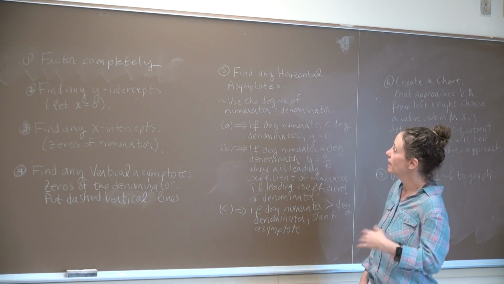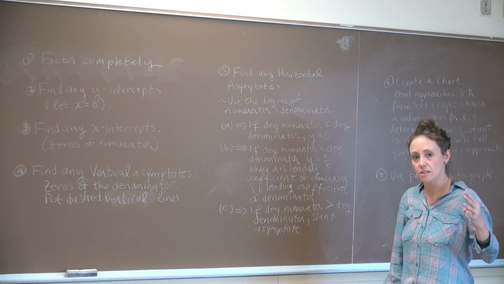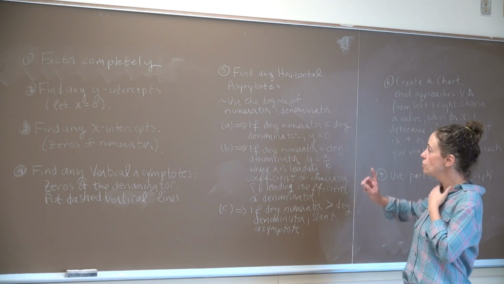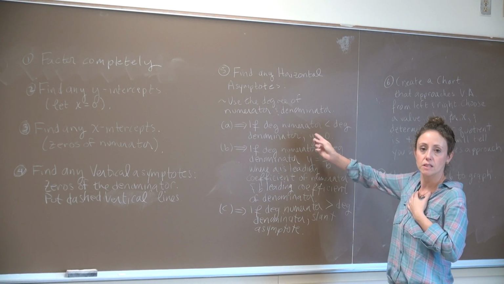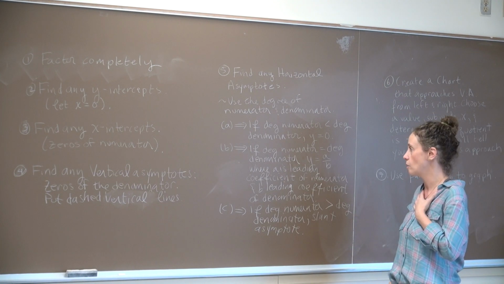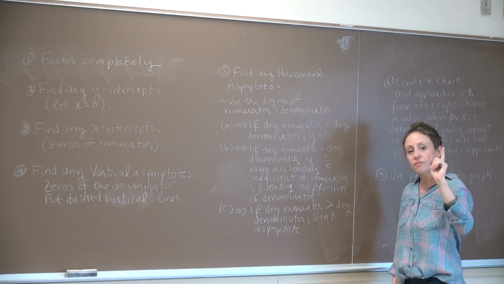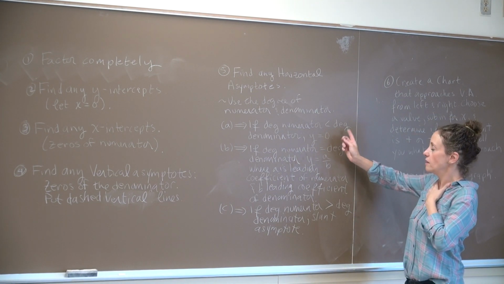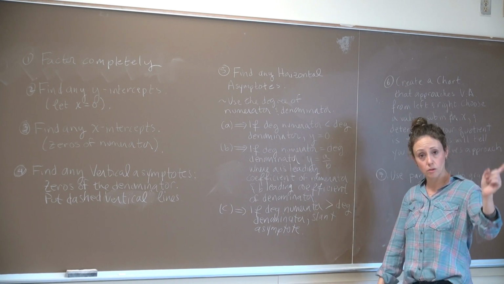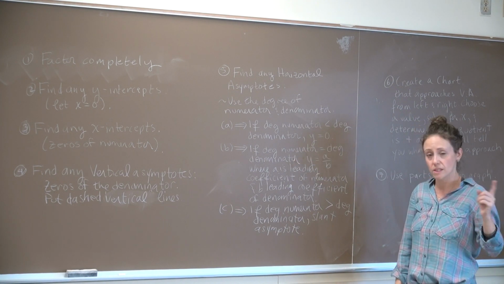And here's the way we're going to handle the horizontal asymptotes. There are 3 different cases we have to think about. We're going to use the degree of the numerator and the degree of the denominator to compare the horizontal asymptotes. So if the degree of the numerator is smaller than the degree of the denominator, so you look at the degree of the numerator, you look at the degree of the denominator.